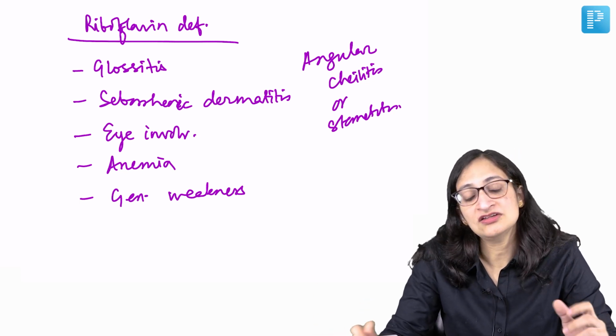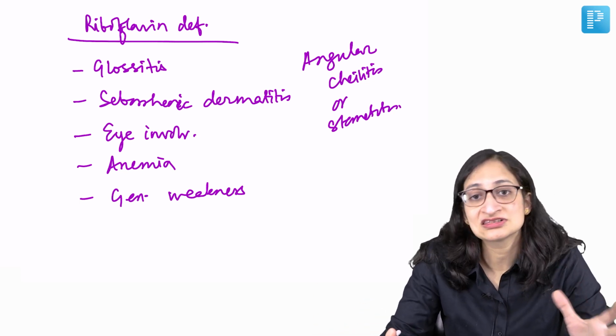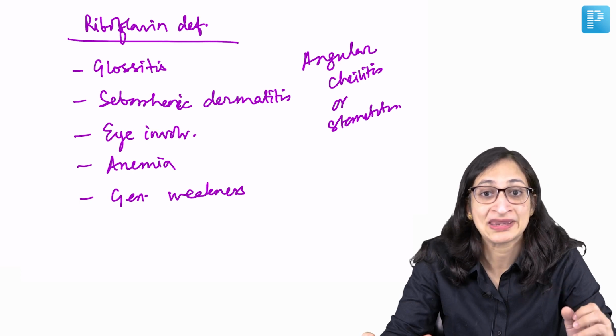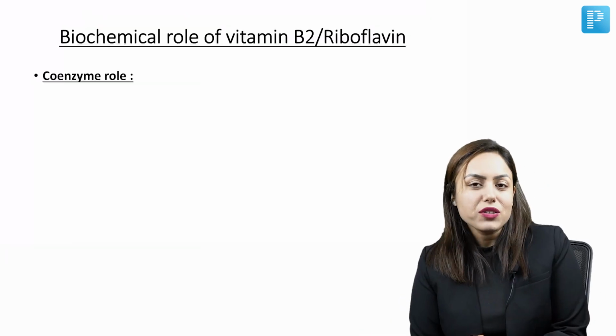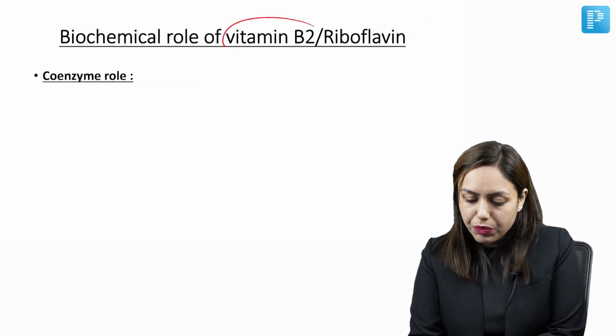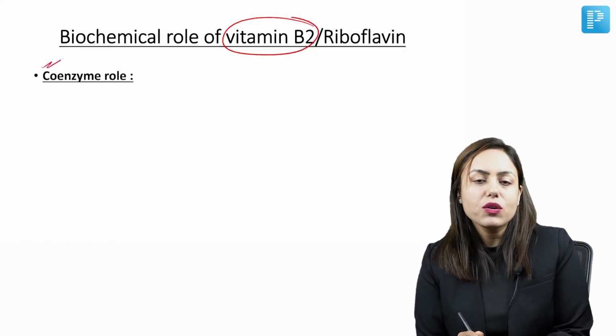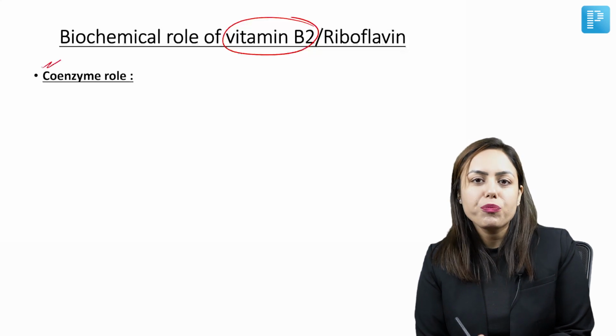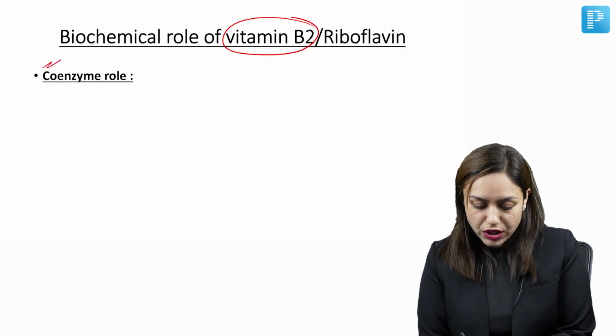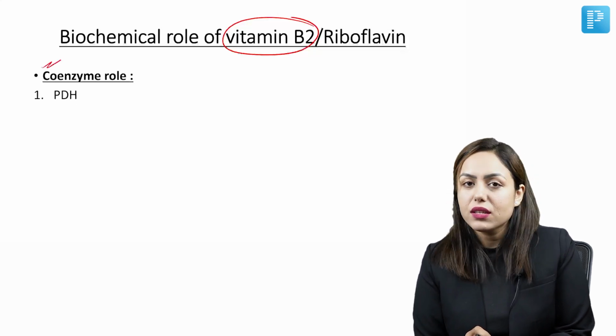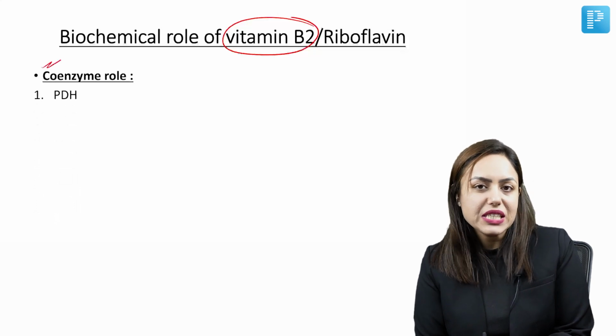Over to Dr. Smily for some more information about this riboflavin deficiency and how to pick it up. Now, let's also see some other biochemical roles of vitamin B2, that is riboflavin. Mainly it has a coenzyme role required for many enzymes. Which are these enzymes? One is the enzyme of the link reaction, PDH.